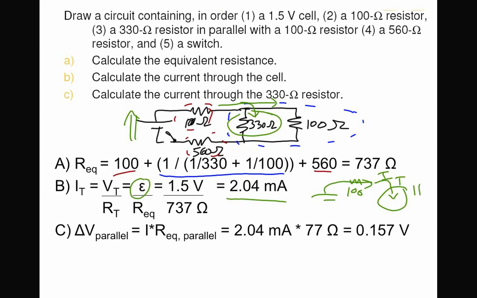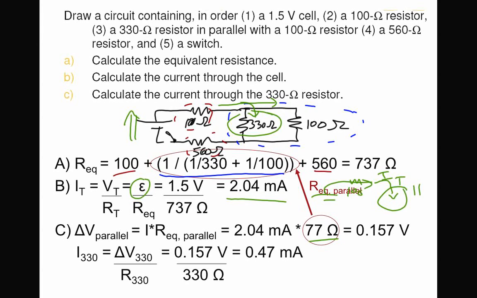But if you want to find the total voltage across the parallel part, you can use that total current and the total resistance of the parallel part, which is 77, and then you can solve for the voltage. Once you know the voltage difference across the parallel part, you can just use Ohm's law. That just shows you where that came from again. And if you want to know the current through that one resistor, you use the difference in potential for that resistor, which is the same for all the parallel stuff, divided by its resistance value, and you can solve for the current through the 330 ohm resistor.